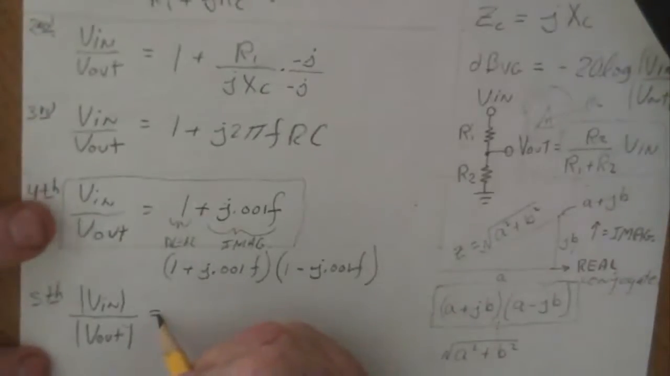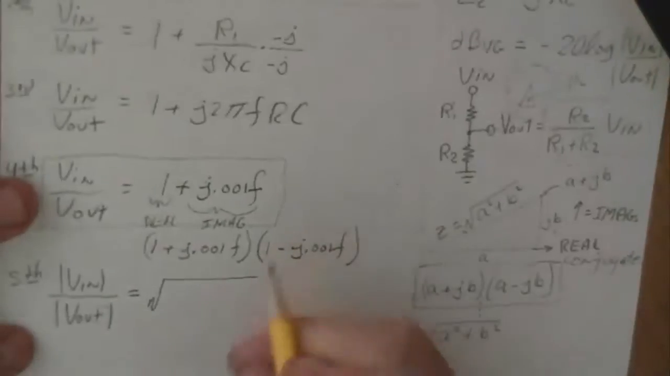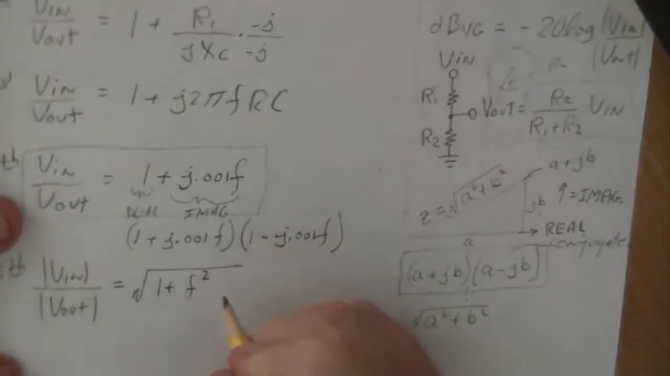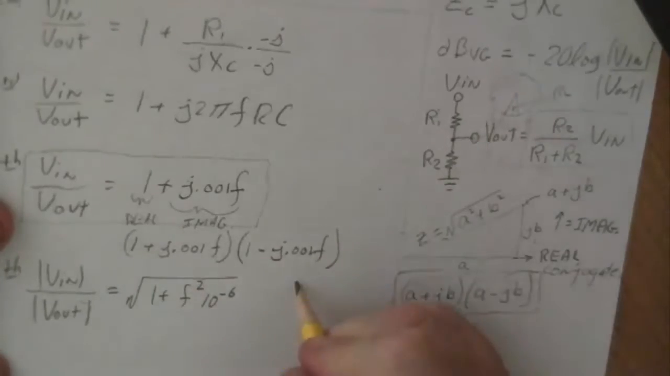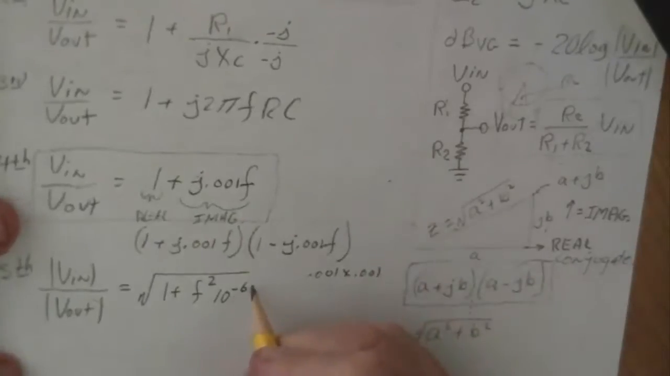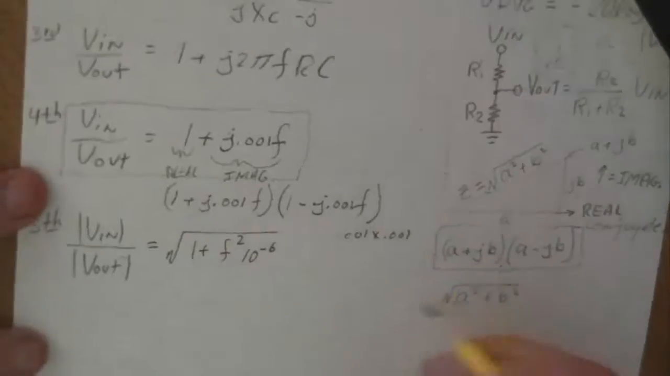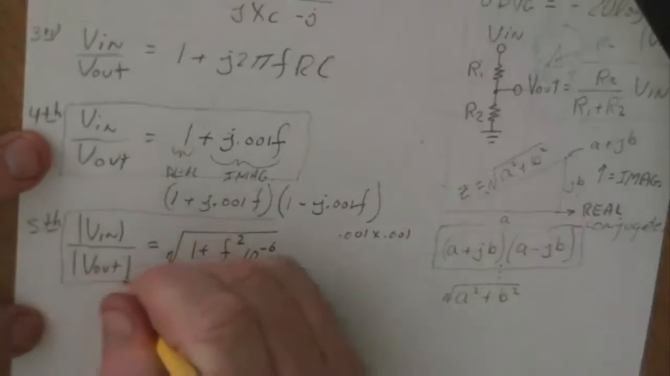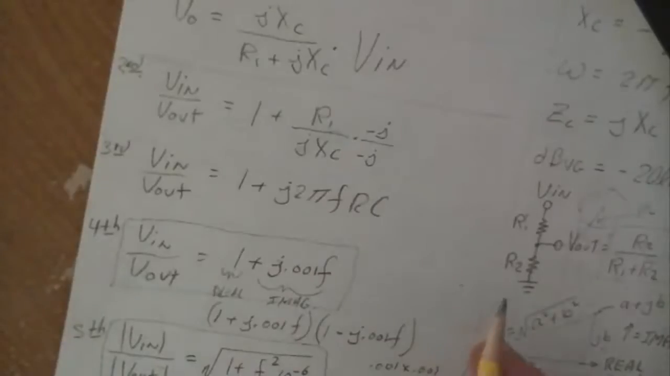And that is equal to the square root, right? Because this is the square root of 1 plus, and I'm going to put the f in front, f squared times 10 to the minus 6. If you multiply 0.001 times 0.001, you get 10 to the minus 6. So this is really the most simplified in this particular case for a simple two-component passive low-pass filter. This is the formula.